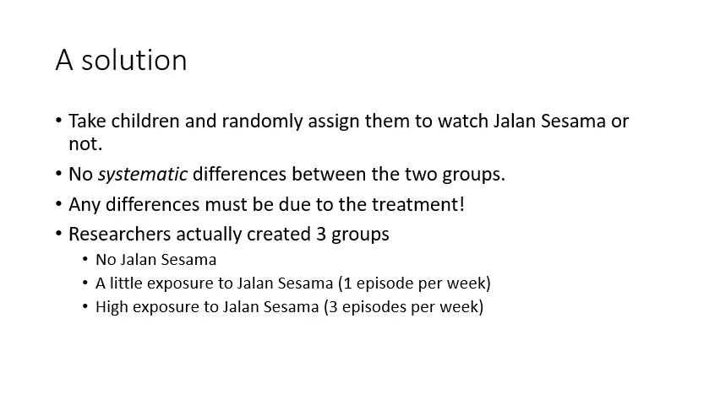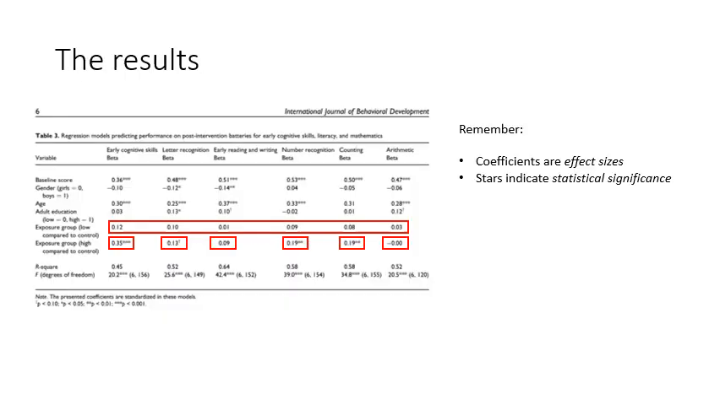After this random assignment, after the 14 weeks had elapsed, researchers measured the 3 groups, and this is what they found. This is a table of regressions. Regressions are one tool that we use to study causal impacts. If you take some of the more advanced classes in methods at the School of Education, you'll learn more about this technique. What we want to focus on are the rows which are entitled exposure group.